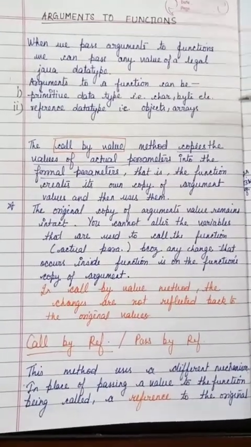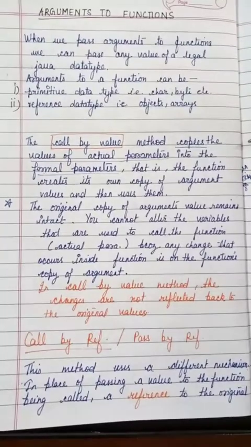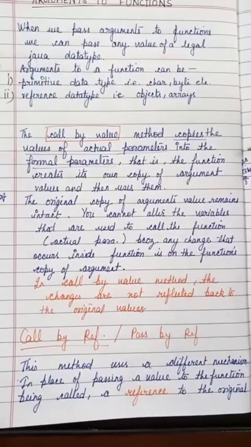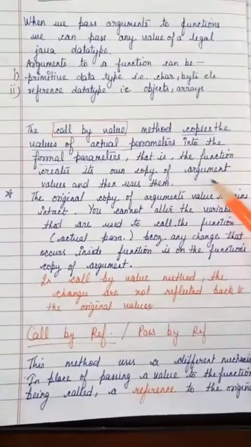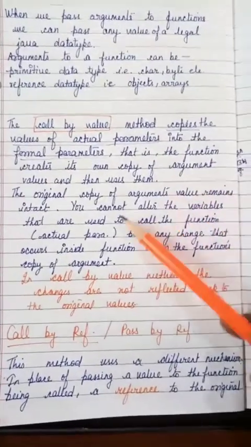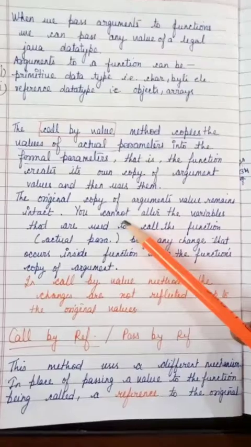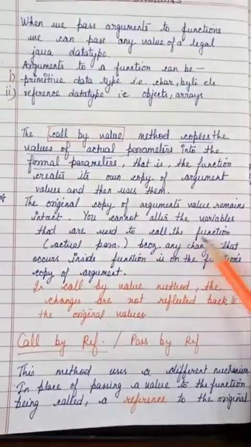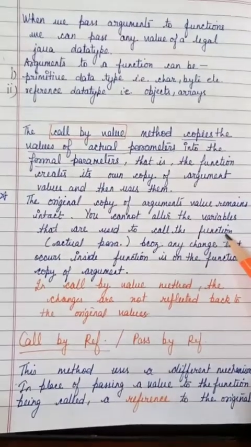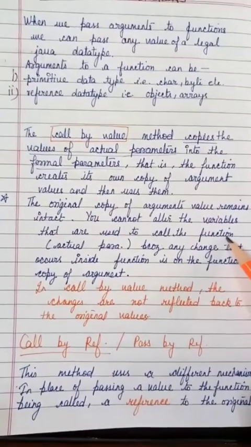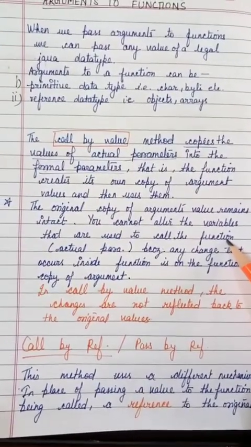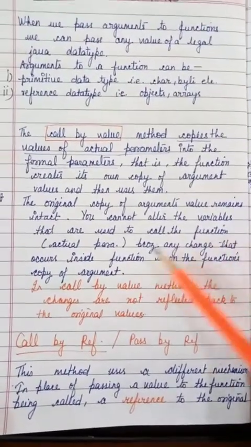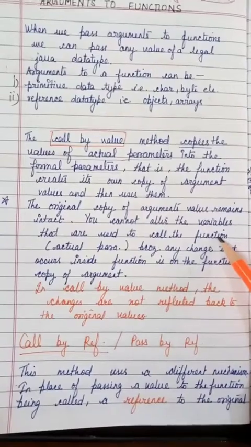In call by value method, you will be receiving the copy of actual parameters in formal parameters. So the original values will remain intact. You cannot alter the variables that are used to call the function. It means you cannot change the value of original or actual parameters that are used to call the function.